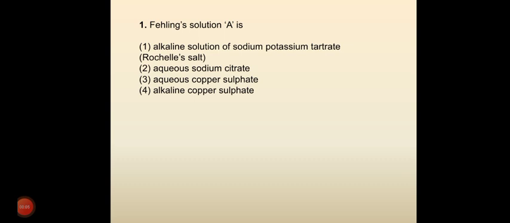Today we will discuss a few questions that have been asked in NEET 2024. So let's begin. The first question is, Fehling's solution A is, we have four options. So the correct answer is option 3, that is Fehling's solution A is aqueous copper sulfate.